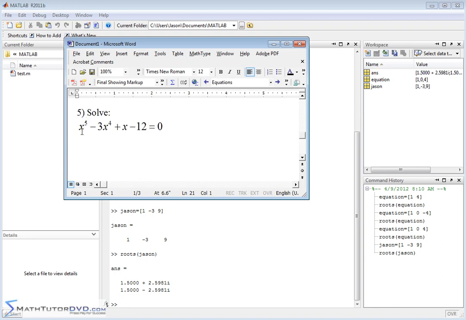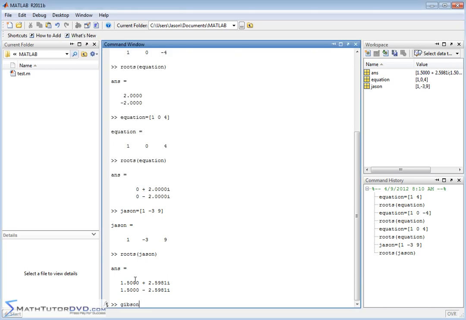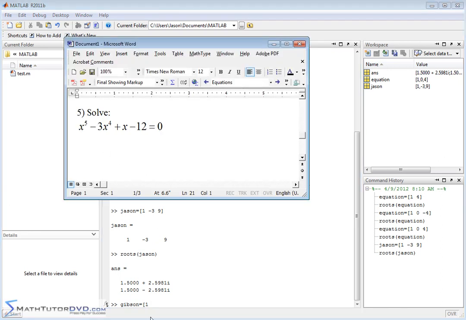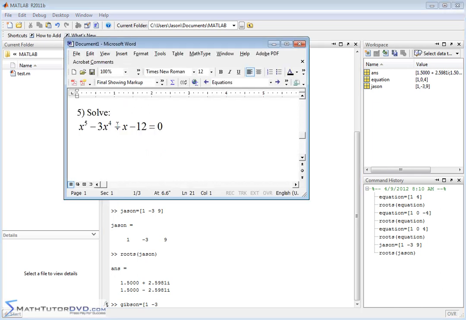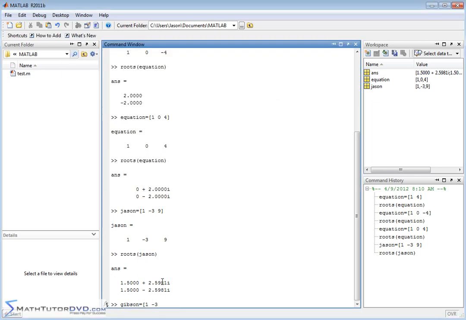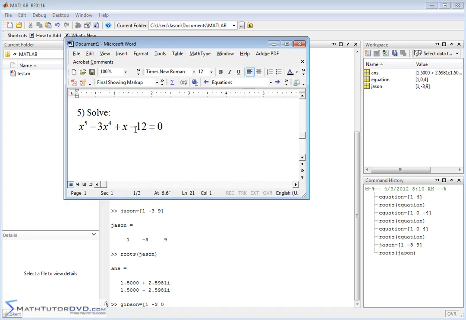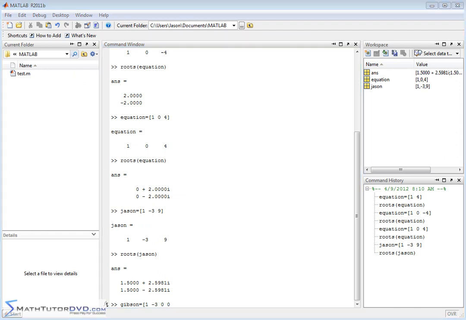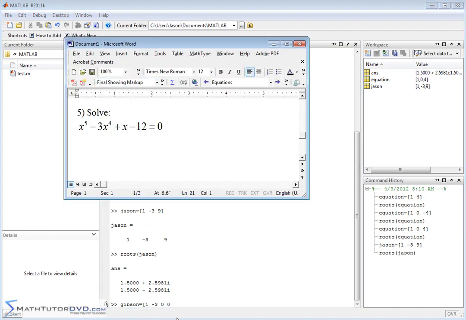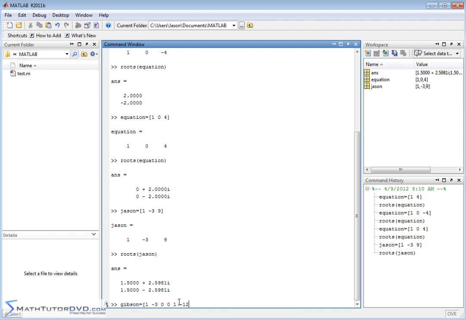Here we have x to the 5th minus 3x to the 4th. So I'll do my last name here. 1x to the 5th. Here we have negative 3x to the 4th, so I'll put a negative 3 there. Now there's no x to the 3rd, so I'm going to have to put a 0 there. But then I'm going to have a 1, and there's no x squareds also, so there's got to be another 0 in there. And then finally there's 1x and then minus 12, so 1 minus 12.